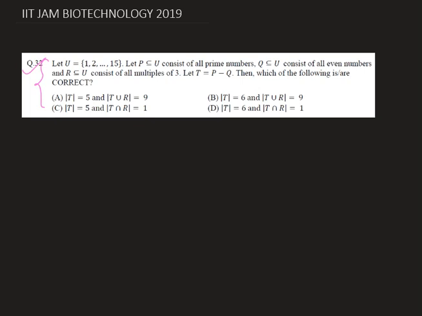We are given a set U which is 1 to 15. Now P is a subset of U consisting of all prime numbers, Q is a subset of U consisting of all even numbers, R is a subset of U consisting of all multiples of 3, and T is equal to P minus Q, that means P intersection Q complement. Then which of the following is or are correct? So let's start the solution.